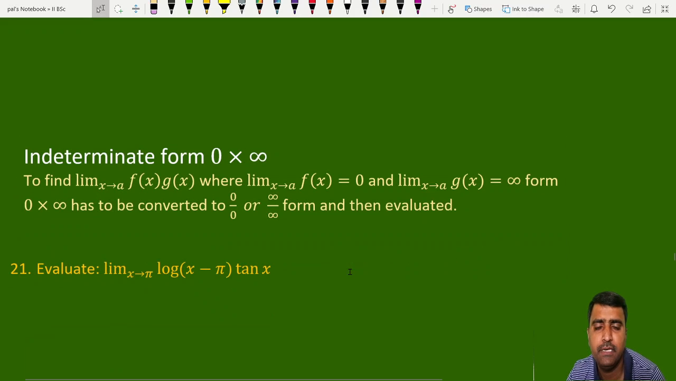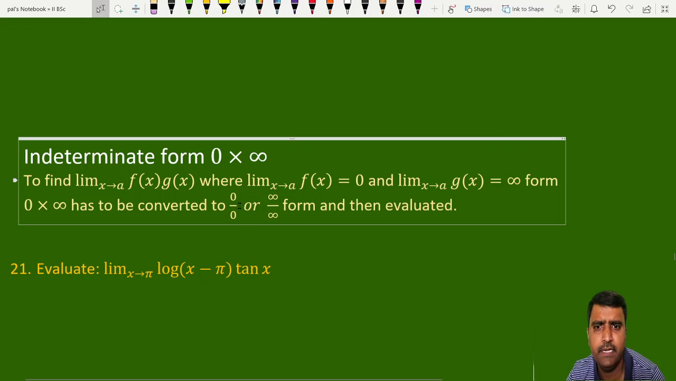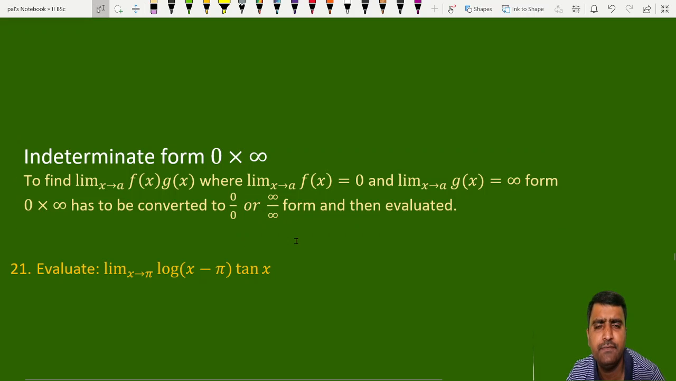Remember that L'Hospital's rule can be applied only when it takes the indeterminate form 0 by 0 or infinity by infinity. In other cases it is not possible to apply.